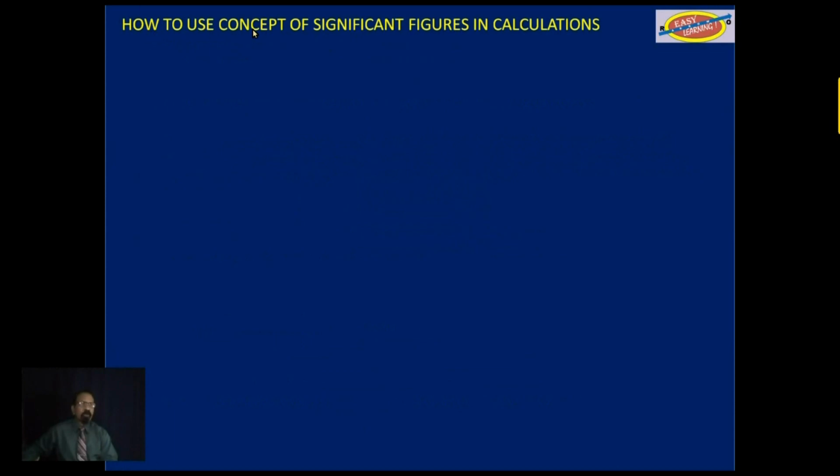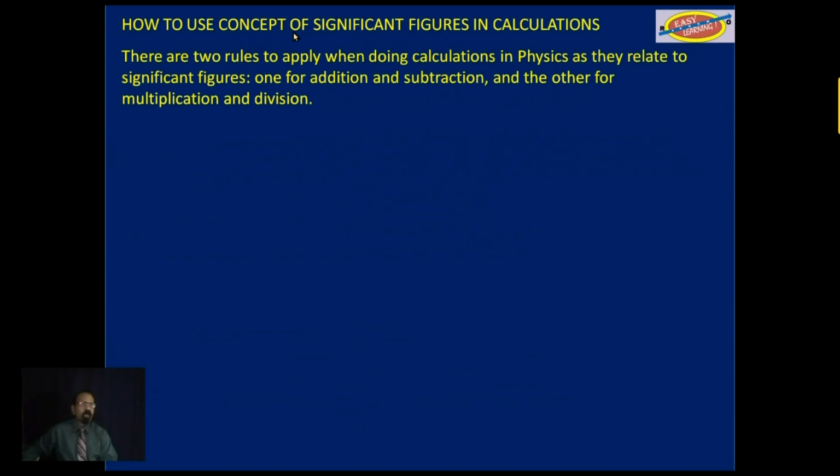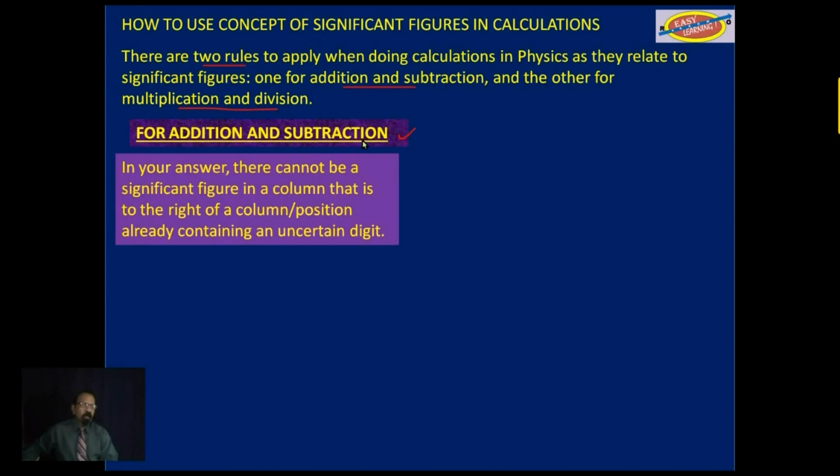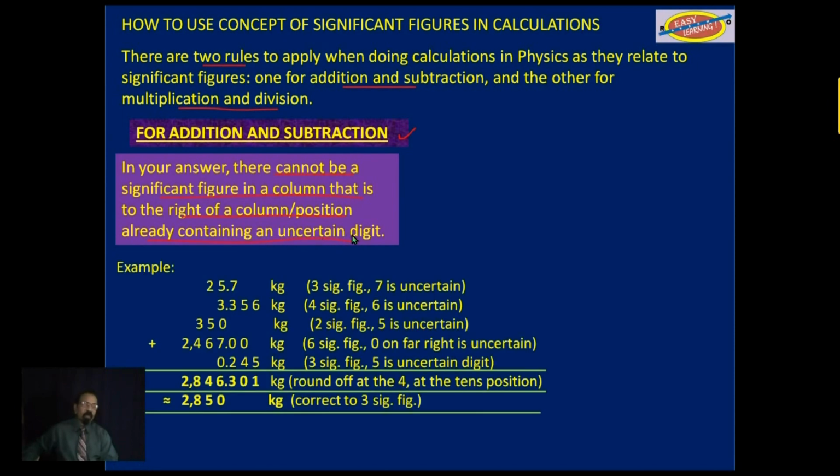How to use the concept of significant figures in calculation. There are two rules, one for addition and subtraction and the other for multiplication and division. Now for addition and subtraction, the rule is that there cannot be a significant figure in a column that is to the right of a column or position already containing an uncertain digit. So let us say you were given these numbers to add without a calculator.